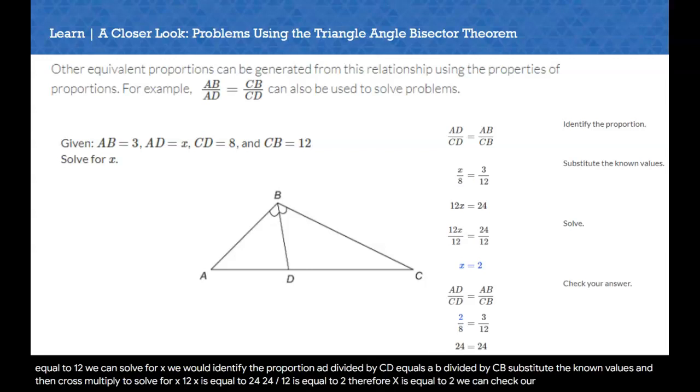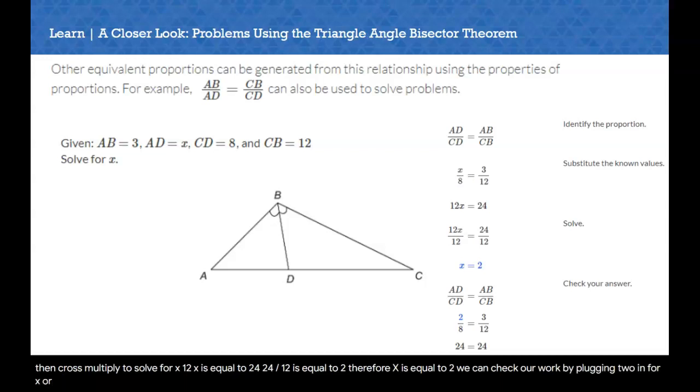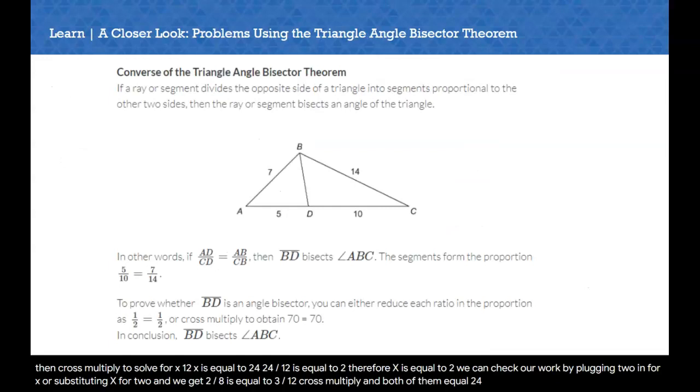We can check our work by plugging 2 in for x, or substituting x for 2. And we get 2 divided by 8 is equal to 3 divided by 12. Cross multiply, and both of them equal 24.